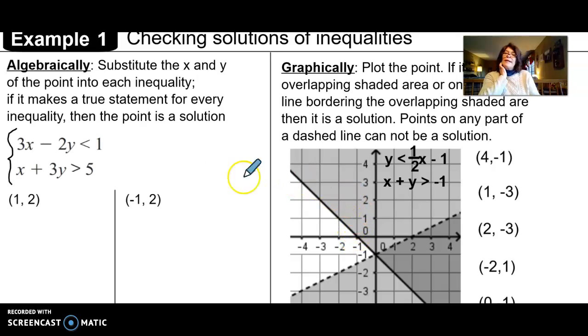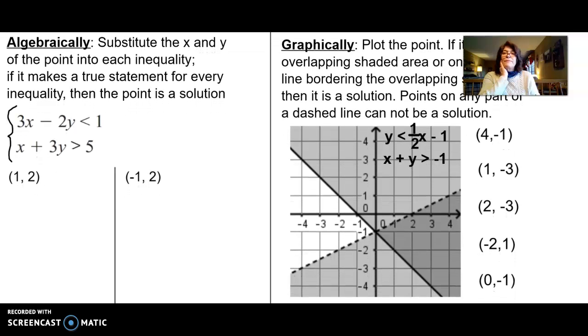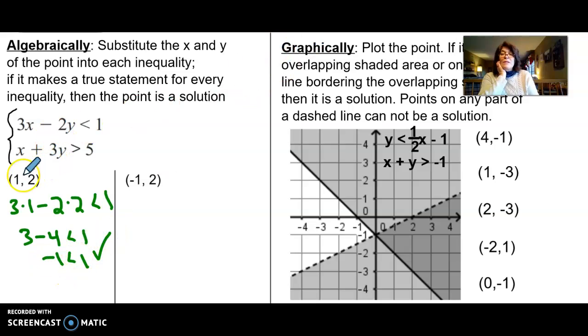Let's look here. These are two different systems, guys, okay? And it's just going over what we were just talking about. Algebraically, if I'm going to check to see if 1, 2 is a solution, and I don't really feel like graphing it, you don't have to. You just put 1 in for X and 2 in for Y and see if that's true. 3 - 4, is that less than 1? Yeah, we're good there.